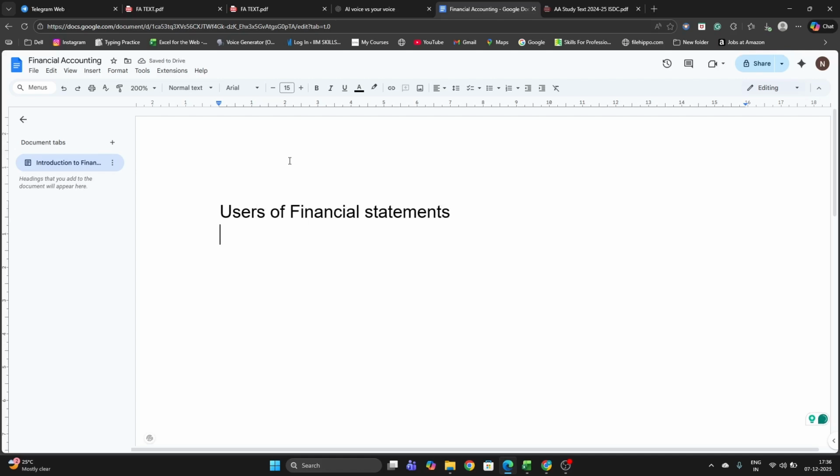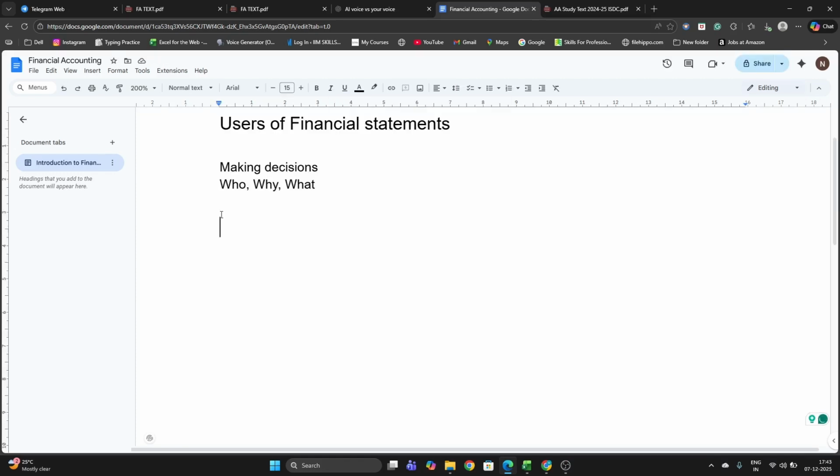So, whenever a business prepares financial statements, it is not just for the sake of preparation. These statements are created because different people depend on them for making decisions. So, today we will look at who uses them, why do they use them, for what reasons, and what decisions. Users of financial statements are the individuals or groups who rely on the business's financial information to make decisions.